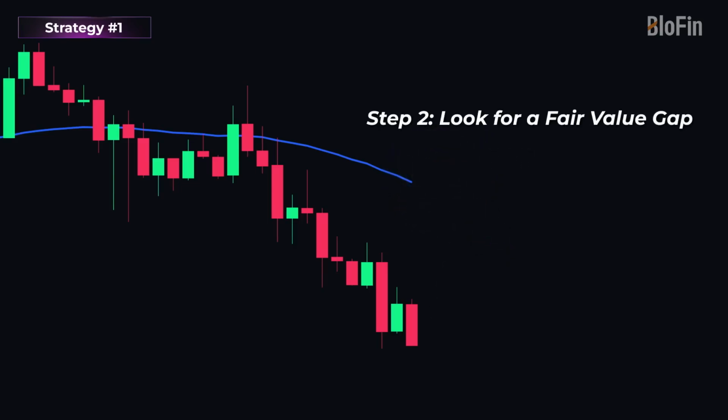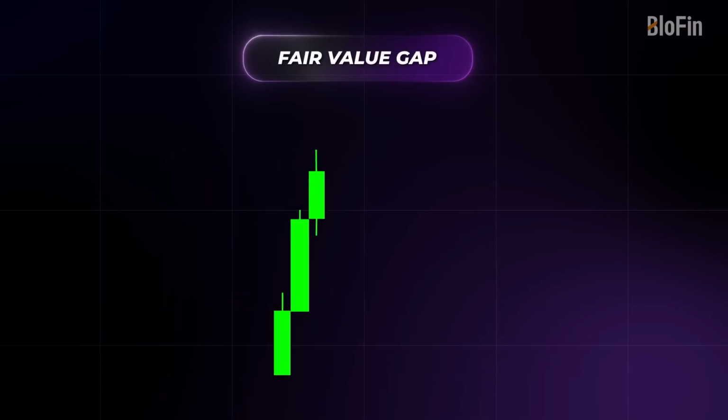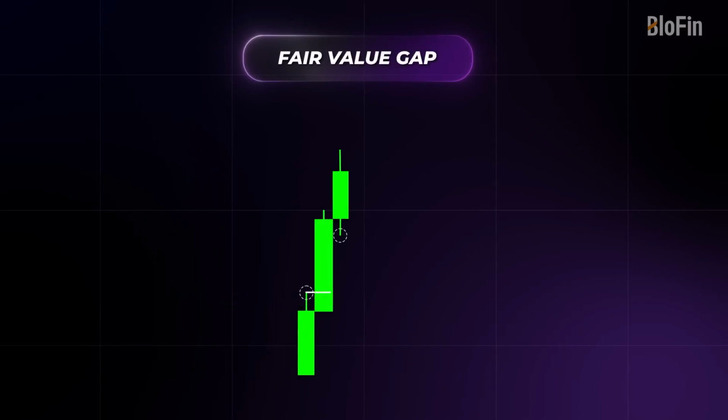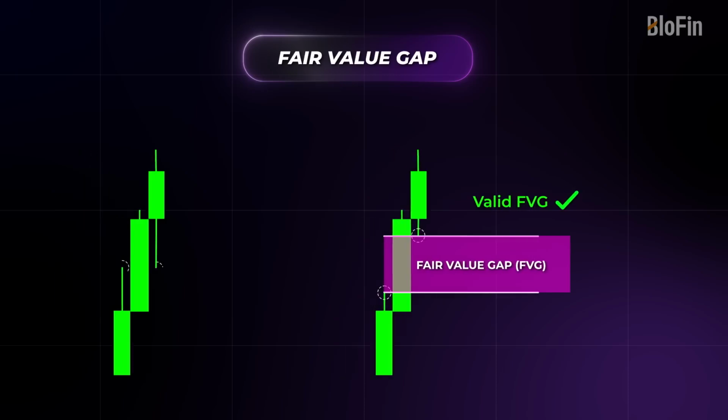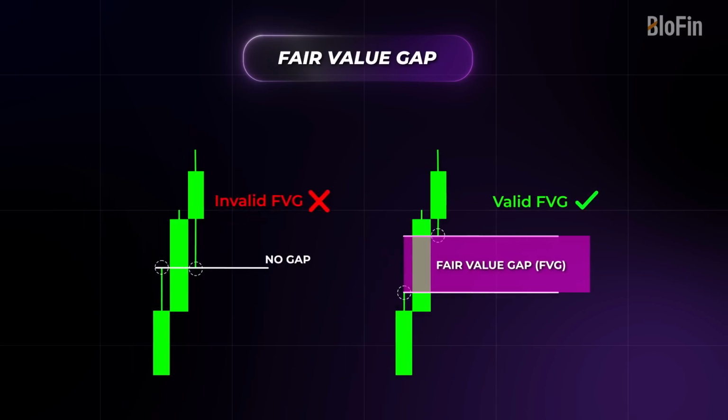Look for something called a fair value gap. For those who don't know, a fair value gap is a setup where the high of the first candle and the low of the third candle don't overlap with the middle candle's body. This creates a visible gap called a fair value gap. So remember, if there's no gap, then it's not a fair value gap.